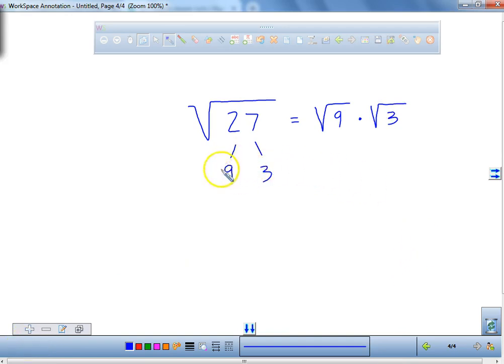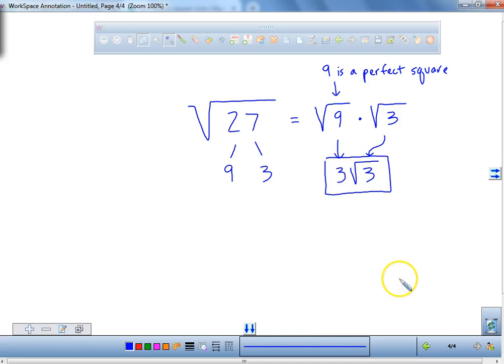So instead of continuing to break it down, what I've done is I've taken my factors, and what's special about the square root of 9? 9 is a perfect square, right? So what is the square root of 9? The square root of 9 is 3. The square root of 3, guess what? You can't simplify it. It just stays. So what do we do with this? We just bring it down. So what's my final answer? 3 radical 3.